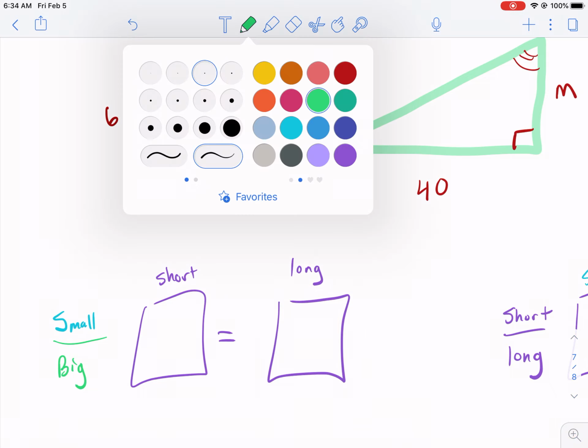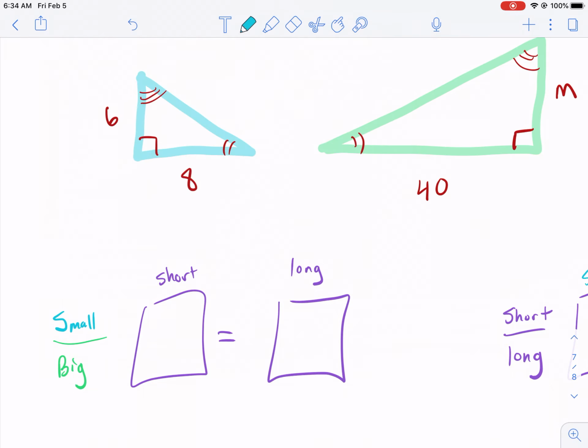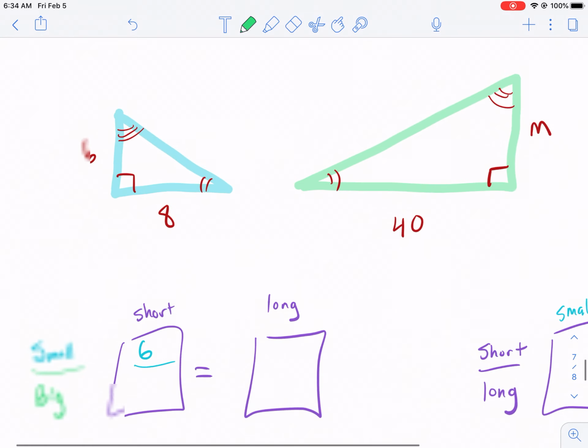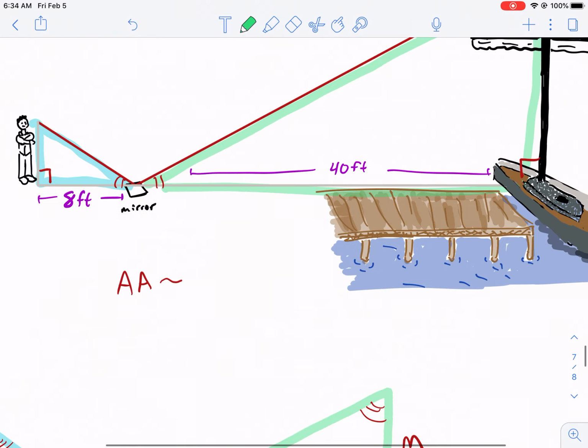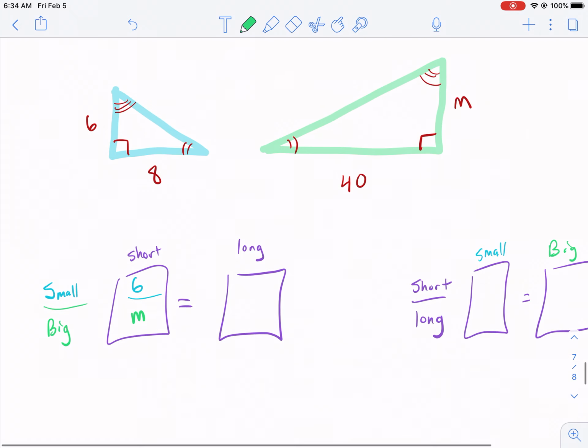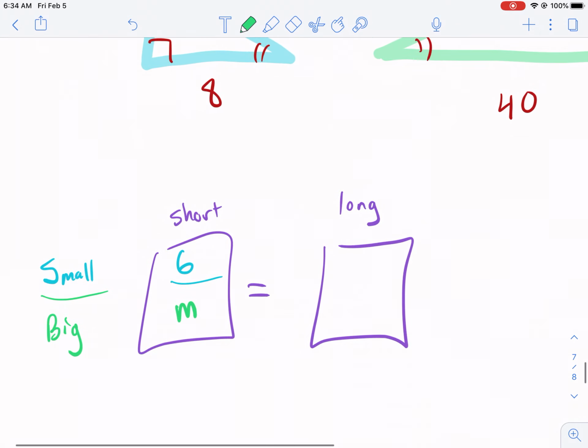So we have, for the small triangle, the short side is 6, okay? Now the big triangle, its short side is m, okay? It's the shorter side, m, and we get that visually. This is the short side, so this vertical component also has to be the short side because they're similar. Okay, now let's go to the long side. For the small triangle, the long side is 8. And for the big triangle, the long side is 40. Okay, so there's our proportion.